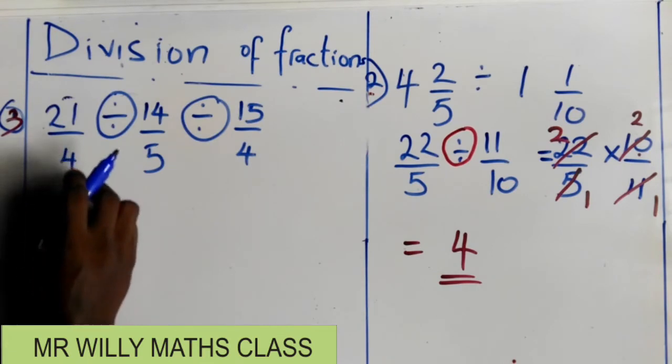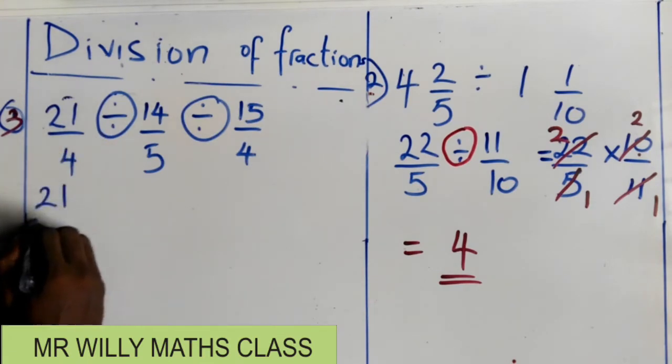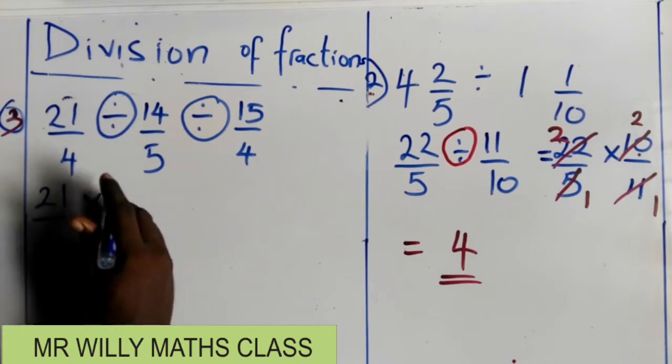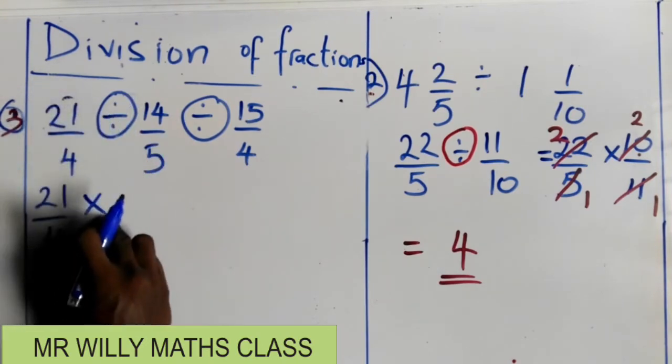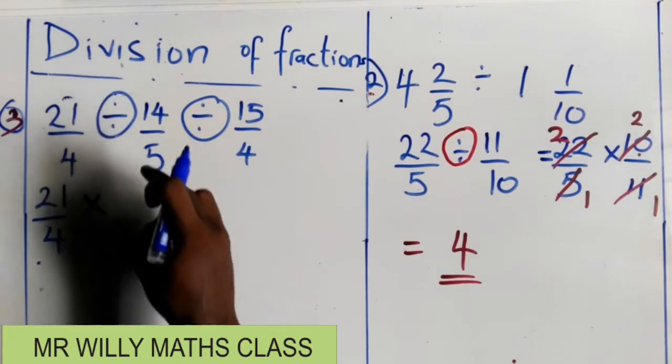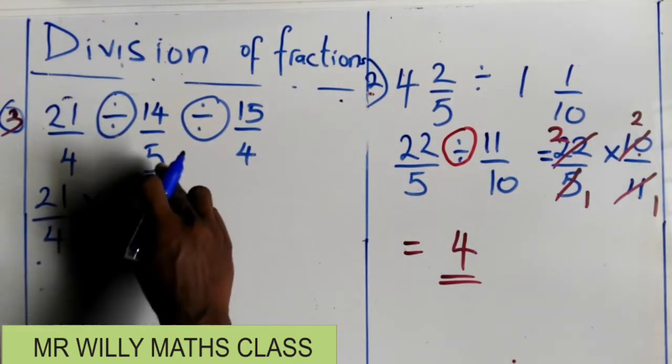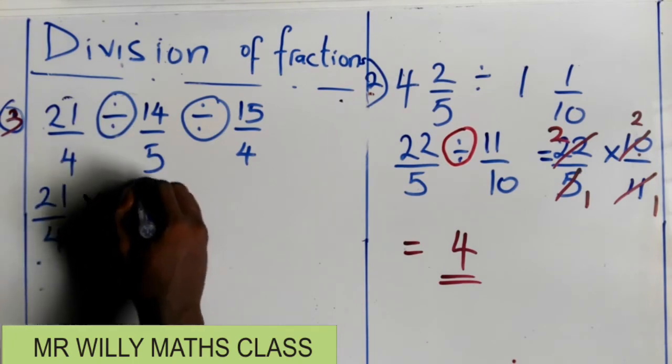The first fraction is 21 over 4. You see that your 21 over 4. What's the next thing? This division sign, you turn it to multiplication. Now that you have turned the division sign to multiplication, the next fraction you have to turn it upside down because you have turned your division into multiplication. So the 5 here is the denominator, it is returned to numerator, while the 14 will come down.